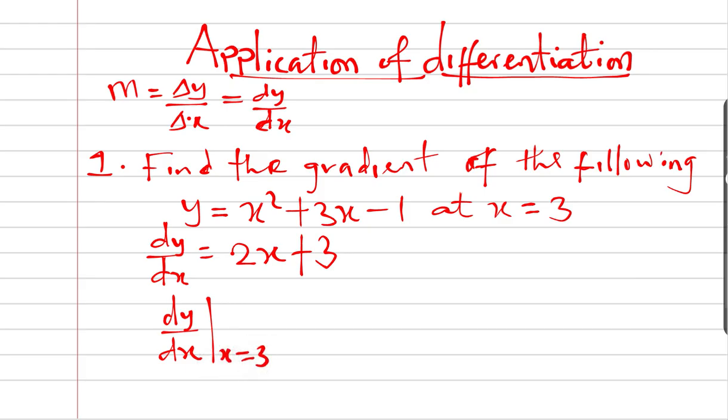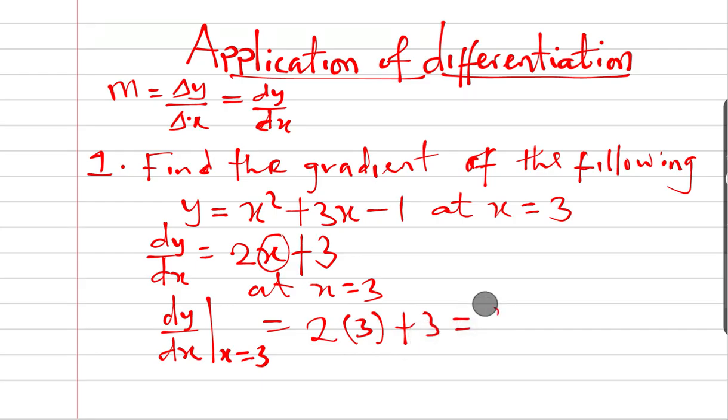If you don't want to do it this way, you can just say at x equals 3, that means anywhere you see x in this expression, you put 3. So this will give us 2 times 3 plus 3. 2 times 3 is 6, 6 plus 3 is 9. Do you understand the question now?